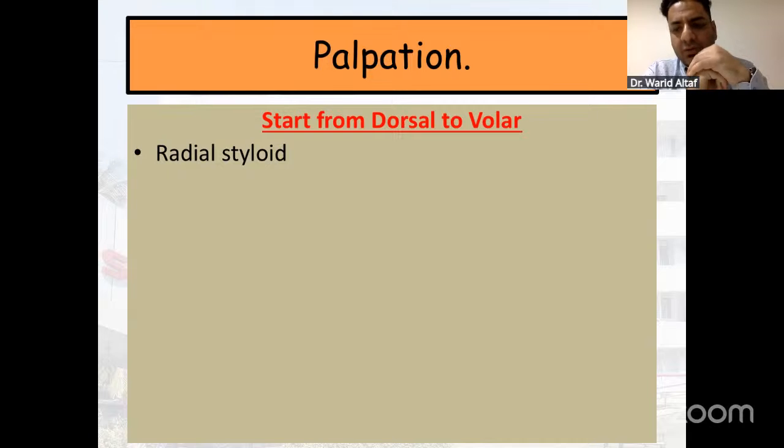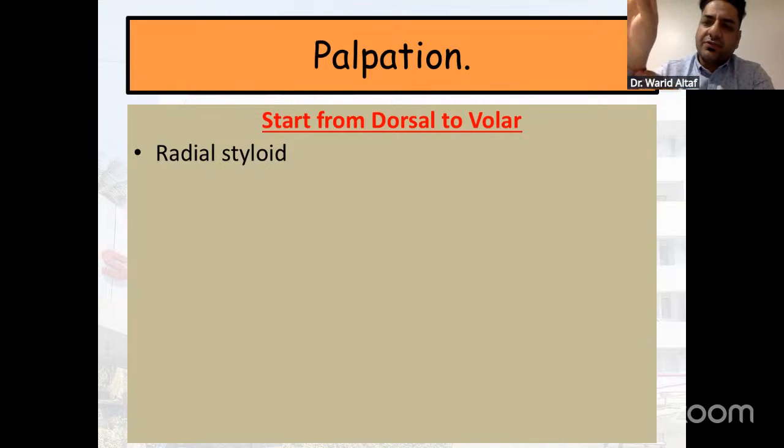So now you can go ahead and touch the patient and start palpation. Palpation is again very important. You start from one side and you complete and go to the other side. I think that you should not miss anything. What I want to point out in palpation is important because in the wrist there are many bones which are involved.